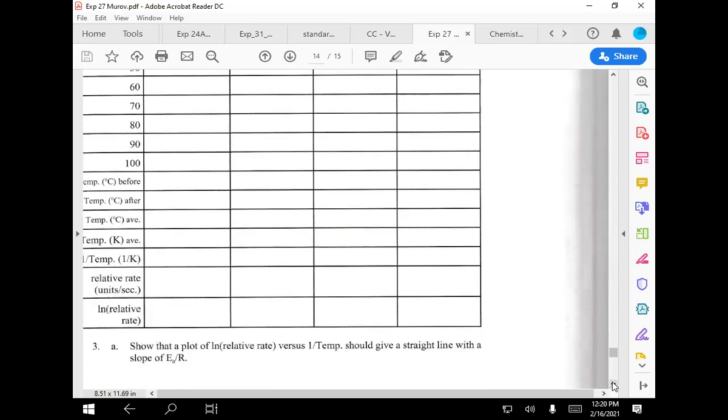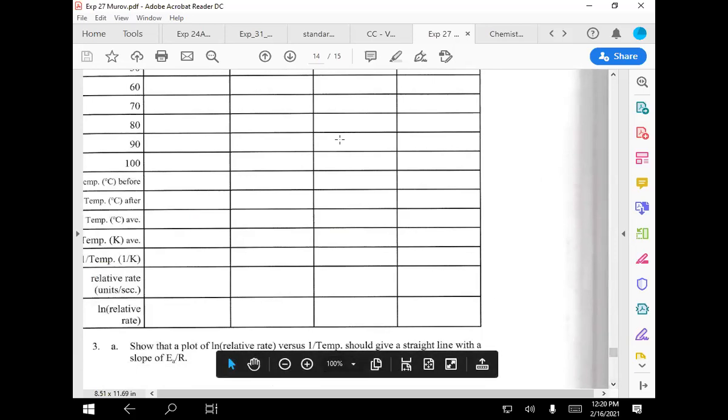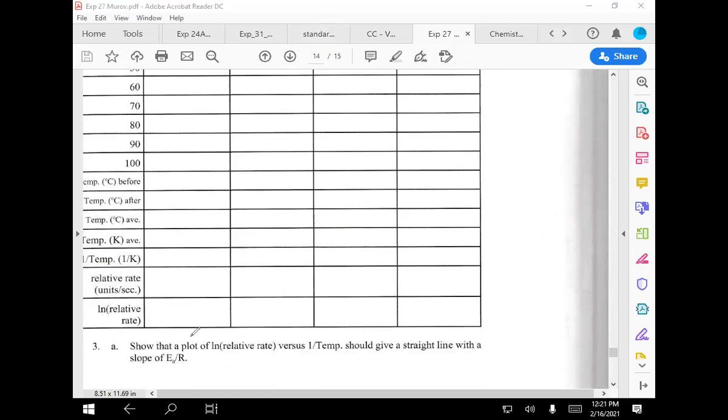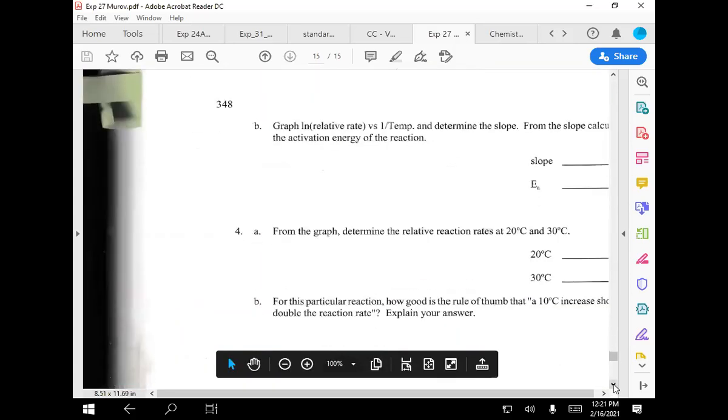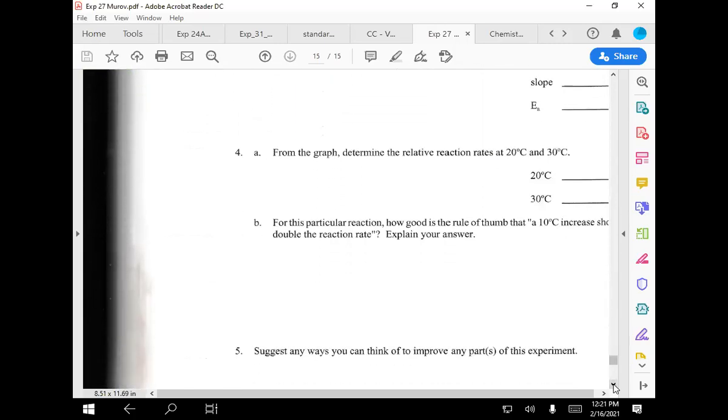And it's asking for another graph. So this author, when he's asking for a plot, he asks that you plot the y versus the x. So this natural log of relative rate is going to be your y, and the 1 over temperature is going to be the x. And more answers. You want to make sure all the answers are in there.